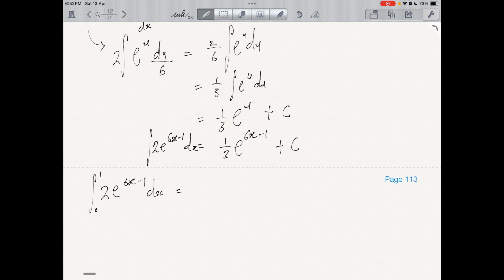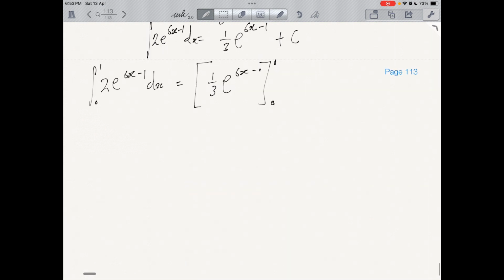Therefore, when we now have to include the upper limit and lower limit, we will have 1 over 3 exponential 6x minus 1, upper limit 1 and lower limit 0. 1 over 3 is a constant. It can be brought outside, so that's 1 over 3 exponential 6x minus 1 from 0 to 1.